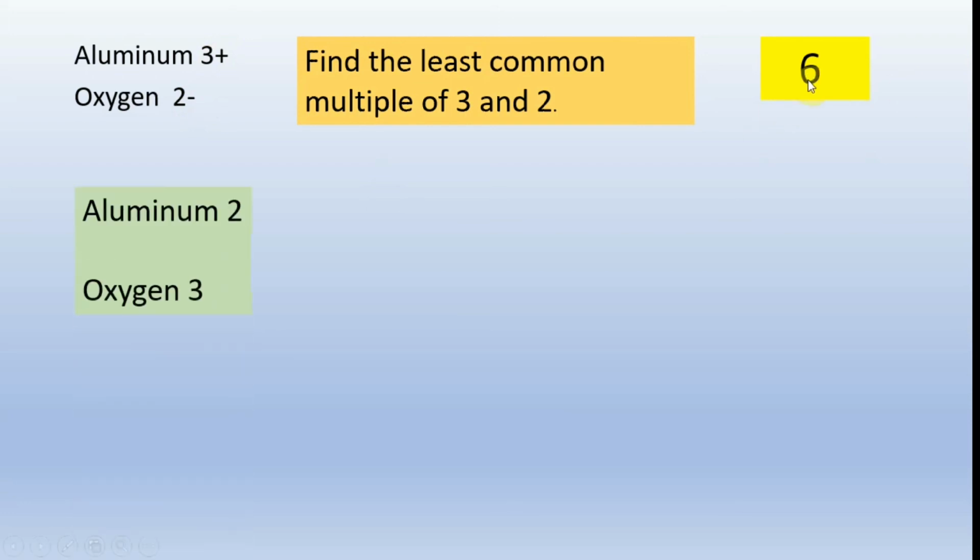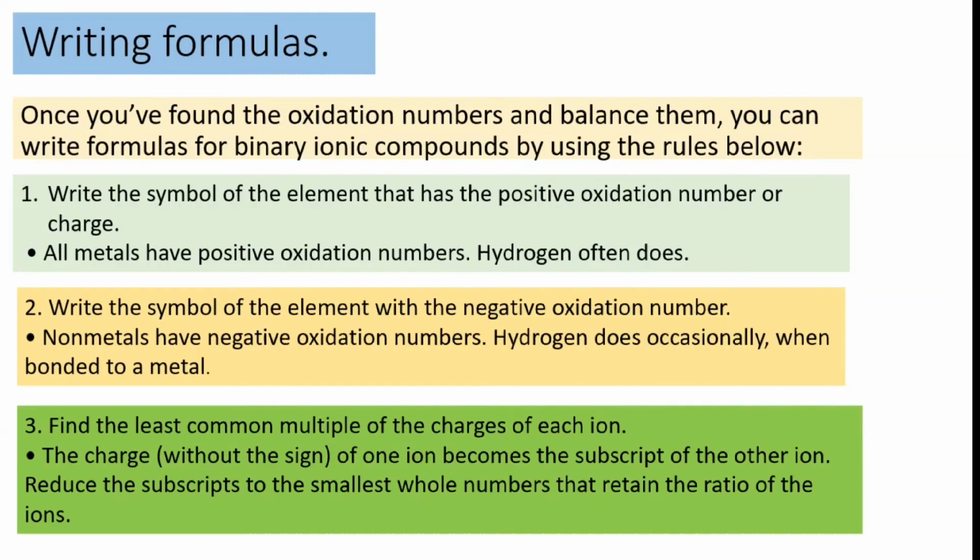So 6 divided by 3 is 2. And 6 divided by 2 is 3. So I know that I have 2 aluminium molecules and 3 oxygen molecules. And there I have the aluminium oxide formula. So you can choose the method that you find easier.